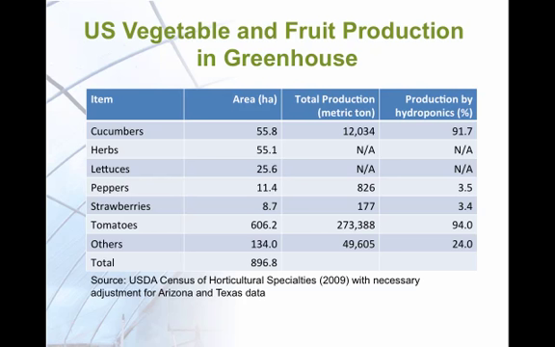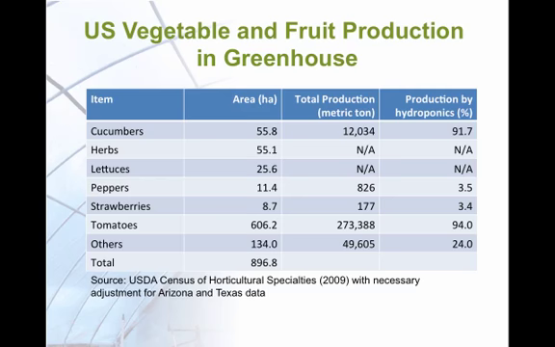Greenhouse is another means to grow vegetables and fruits. Here is the list of US vegetables and fruits coming from greenhouses. In this table, I have cucumber, herbs, lettuce, peppers, strawberries, tomatoes listed, and the total area is about 900 hectares, which is about 2,200 acres.